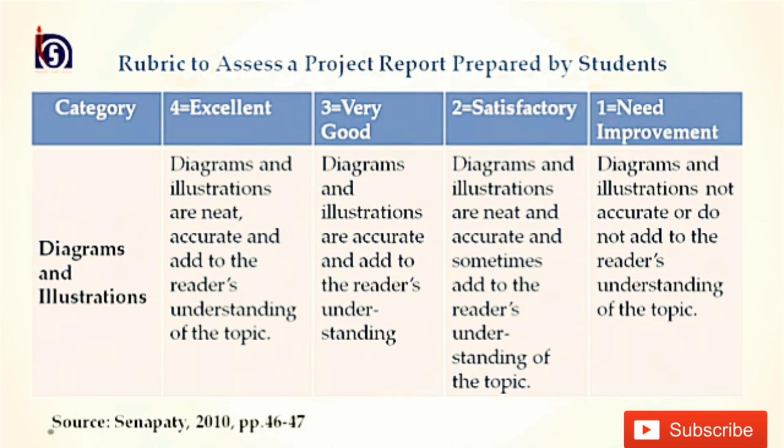3 would be given to a student in whose assignment diagram and illustrations are accurate and add to the reader's understanding. 2 would be given to a student in whose assignment diagrams and illustrations are neat and accurate and sometimes add to the reader's understanding of the topic. And 1 would be provided to a student in whose assignment diagrams and illustrations are not accurate or do not add to the reader's understanding of the topic.